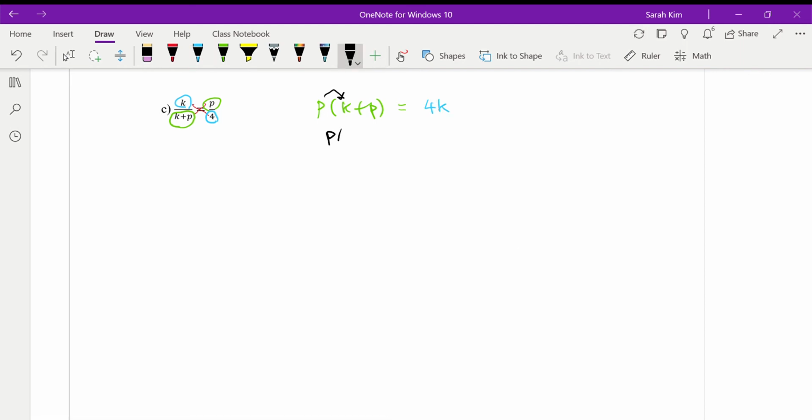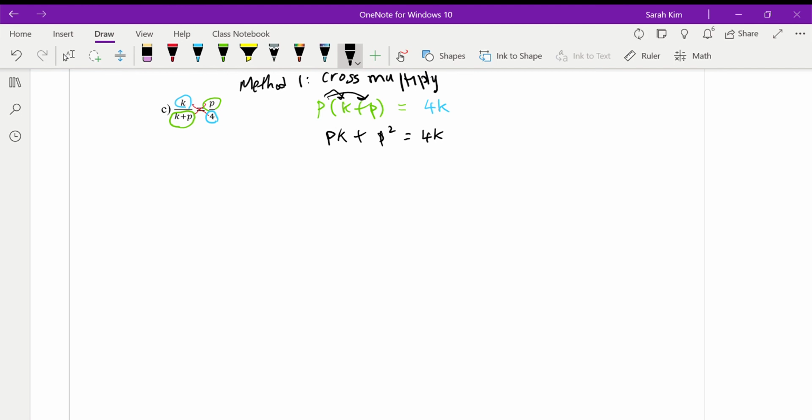So I'll write method 1 here, cross multiply. So if you know this one, you could definitely use it. If you don't, we'll do the normal method. pk plus p times p, so p squared equals 4k.